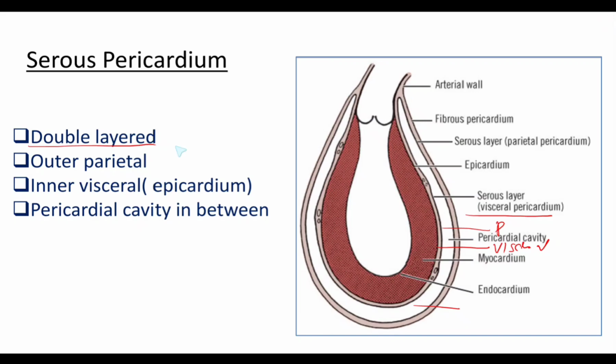Now let us see the serous pericardium. The serous pericardium is a double layered structure, and it has two layers: an outer parietal layer and an inner visceral layer. So this is the parietal layer, and here on the inner part we have the visceral layer. In between the outer and inner layer of the serous pericardium, there is a pericardial cavity.